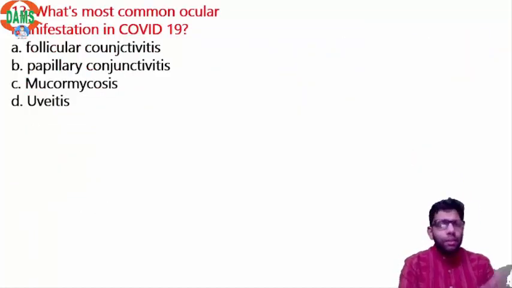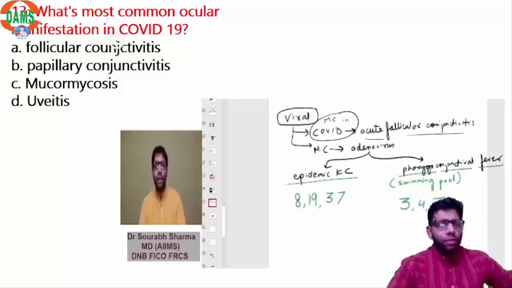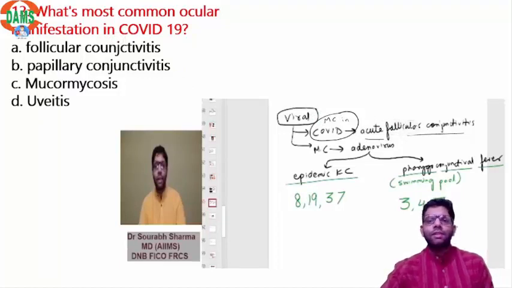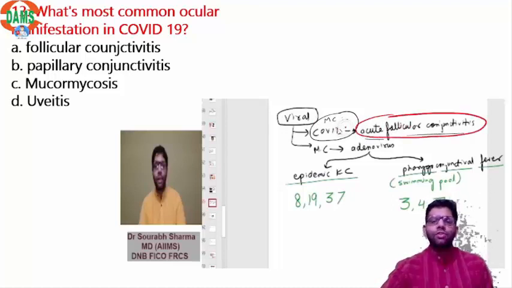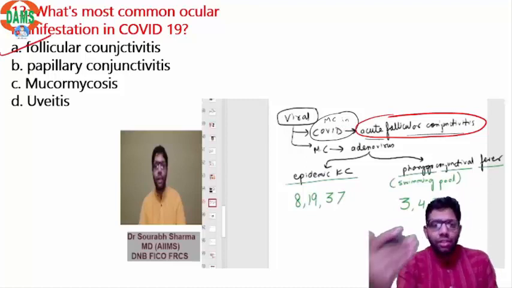Now this is a repeat question, but it was taken in the class as well. What's the most common ocular manifestation in COVID, a virus infection? Mostly follicular conjunctivitis is seen. So acute follicular conjunctivitis is the most common manifestation of COVID in the eyes. Papillary conjunctivitis is mostly seen in allergy conditions.